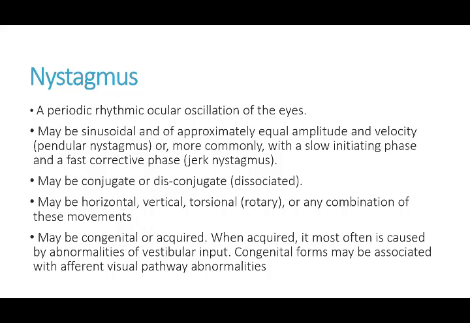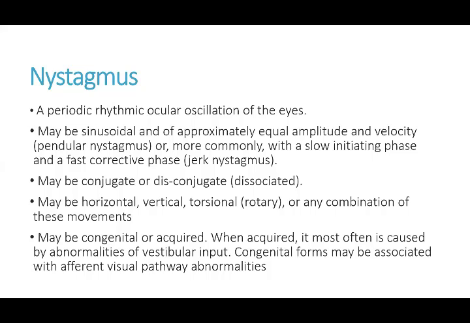Now, a very important topic. This is the fifth sign of efferent loss. It's called nystagmus. Nystagmus is a periodic, rhythmic, ocular oscillation of the whole eye. It may be sinusoidal and of approximately equal amplitude and velocity, called pendular nystagmus, or more commonly with a slow initiating phase and a fast corrective phase. So this is called jerk nystagmus.